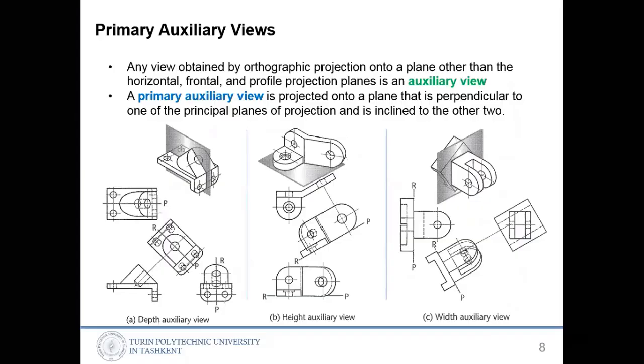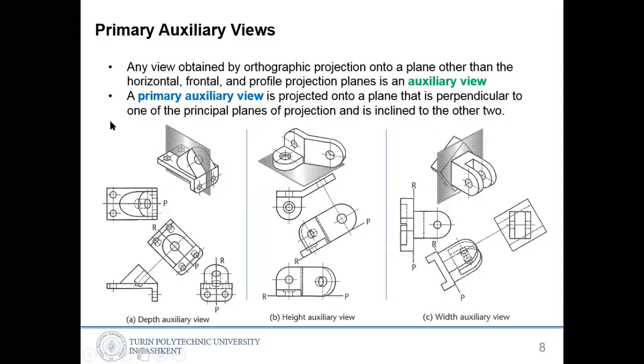Auxiliary view: any view obtained by orthographic projection onto a plane other than the horizontal, frontal, and profile projection planes. So there are standard projection planes like horizontal, frontal, and profile. Any projection obtained onto planes other than these three is called an auxiliary plane or auxiliary view.